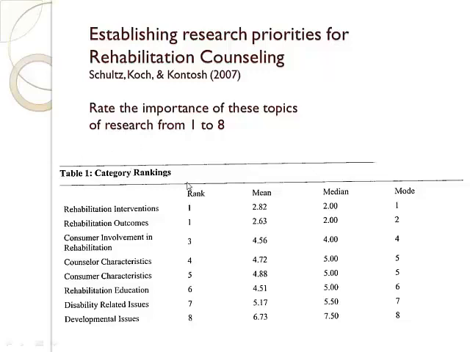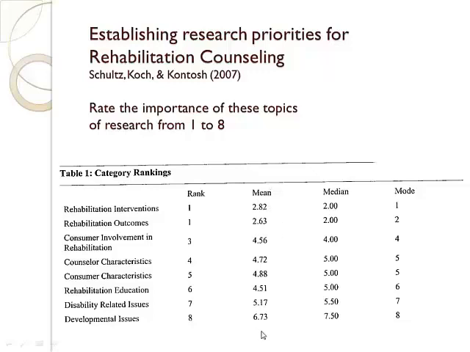And you can see here we have our central tendency descriptive statistics represented, the mean, median, and mode. And so here we have a question where the descriptive statistics are very helpful in helping us to understand the data. So we have these different potential areas that we could do research in: rehabilitation interventions, rehabilitation outcomes, consumer involvement in rehabilitation, and so on. And you can see the rankings there, but you can also see the mean of the ratings that people gave these things.